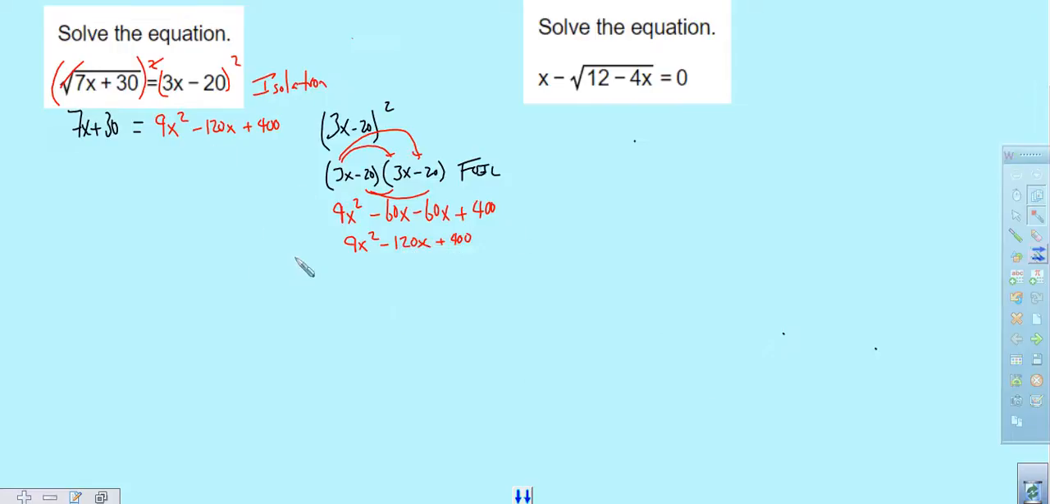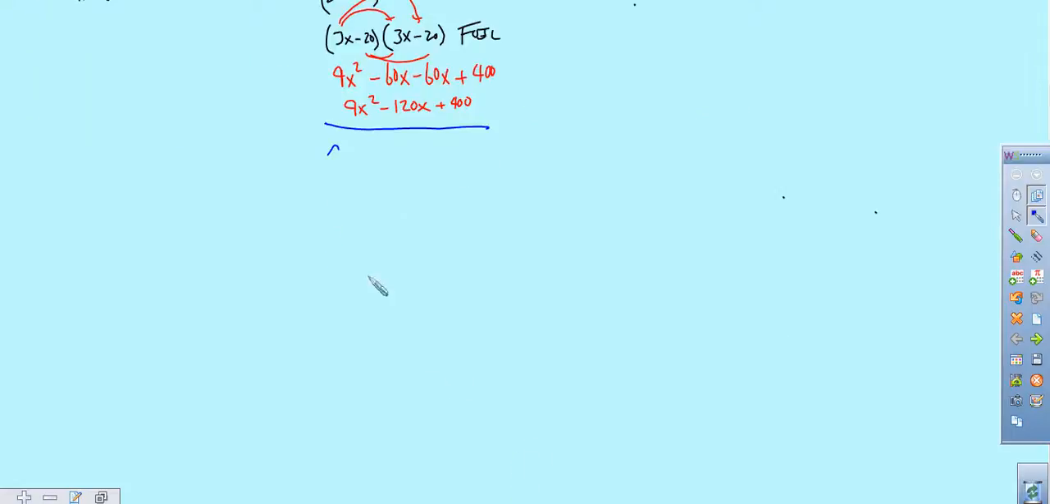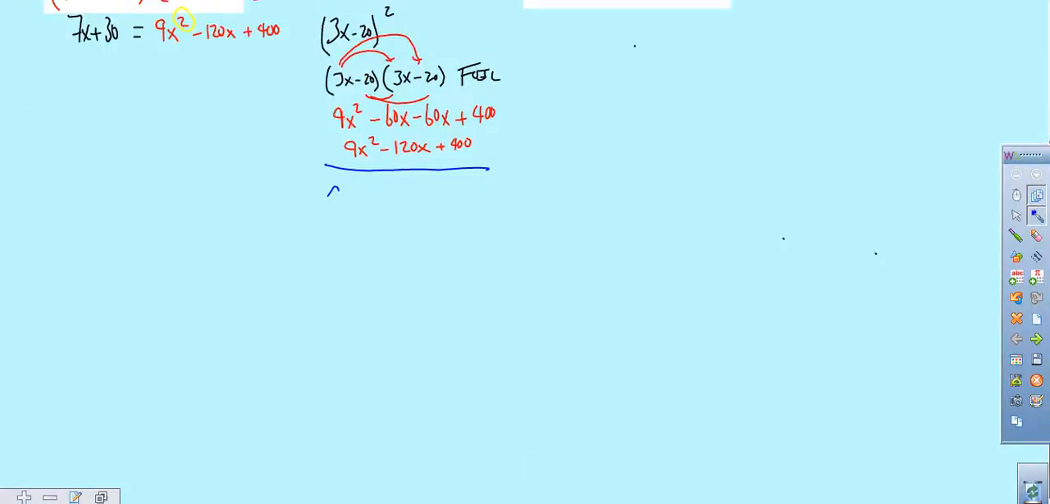So at this point, hopefully, as we talked about in the last couple of videos, the idea is: do you have a linear or a quadratic? Because this is second degree, we know we have a quadratic. When we have quadratics, we want to put them in standard form. And remember, standard form is ax squared plus bx plus c equals 0.